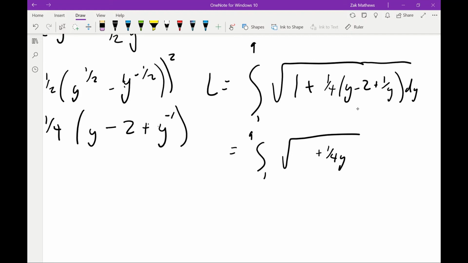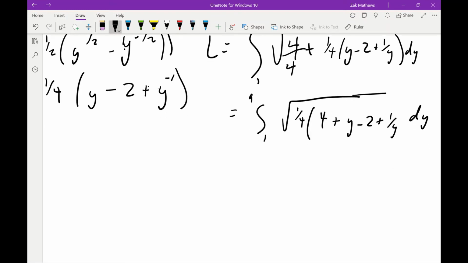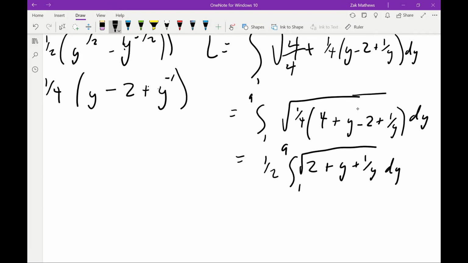Better yet, let's do this. Let's turn that 1 into a 4/4 and then factor out the 1/4. So we'll factor out the 1/4, so we'll have 4 plus y minus 2 plus 1 over y, dy. And now the square root of 1/4 is 1/2, so I can bring that 1/2 to the front. I can simplify the 4 minus 2, that is 2 plus y plus 1 over y. And that is still under the square root.